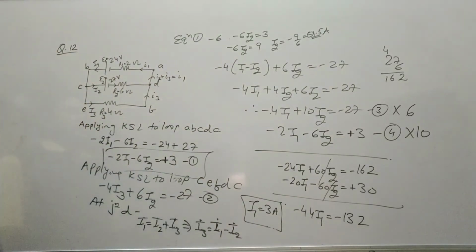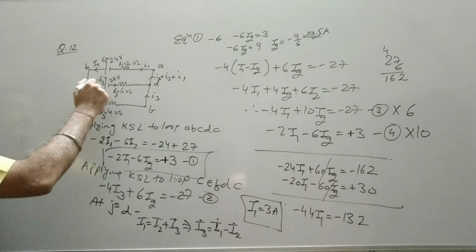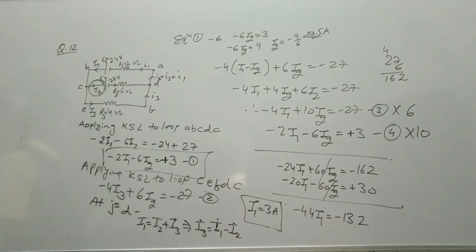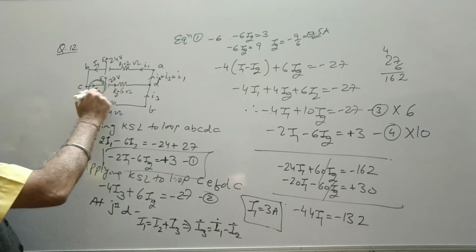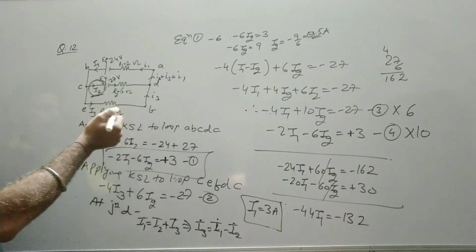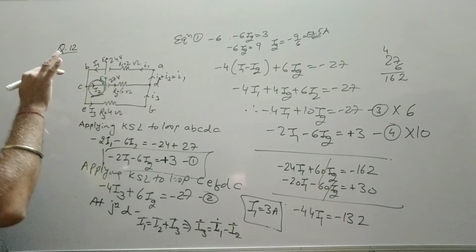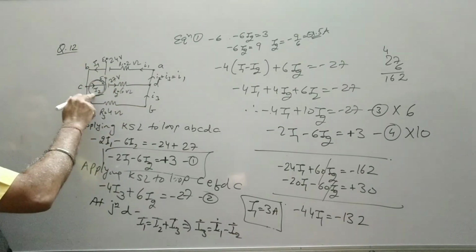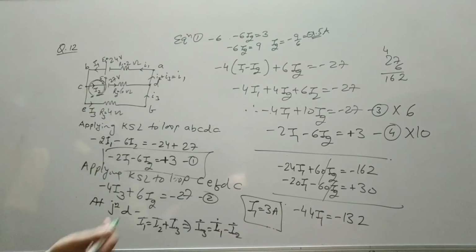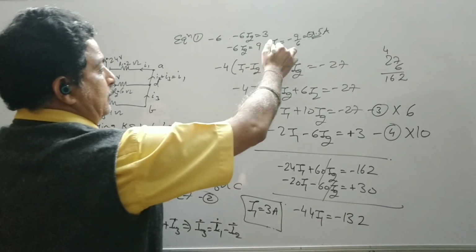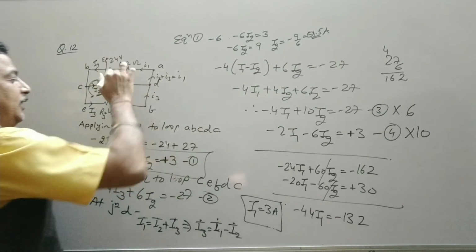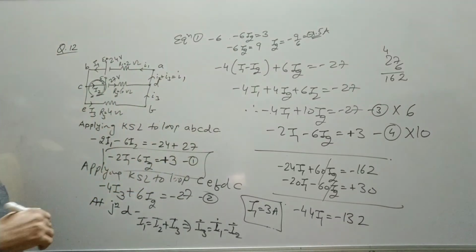Minus sign means the direction given in the circuit should be opposite. So in the actual situation, in practice, the direction of I2 should be reversed. However, the negative sign indicates that whatever current direction we have taken, it should be opposite.